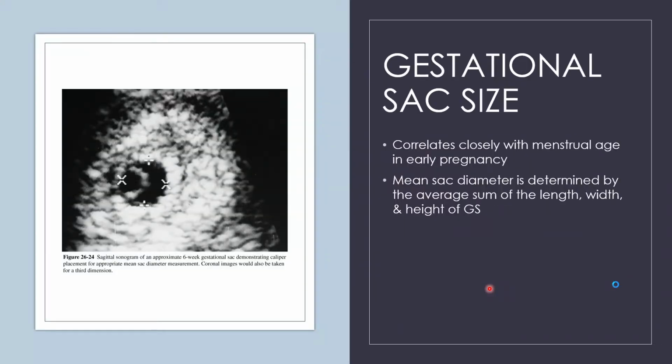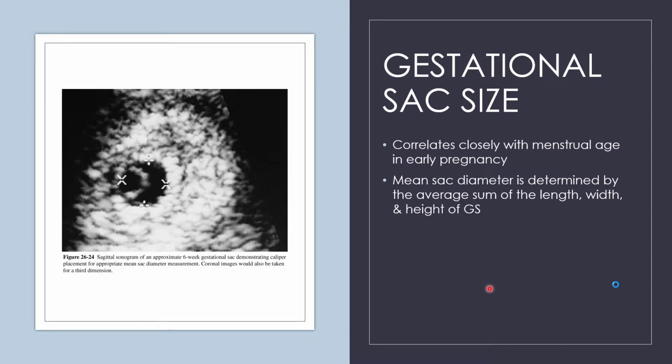Okay, so in the first trimester, 0 to 12 weeks, the gestational sac size is something that we look at when we do the mean sac diameter, okay? And this measurement is going to correlate really closely with menstrual age in early pregnancy, and it's accurate through week 8. But if you remember earlier in the presentation, I said usually we start seeing that embryo around week 6. And once we see the embryo, we do not use this measurement anymore. We just do the crown rump length.